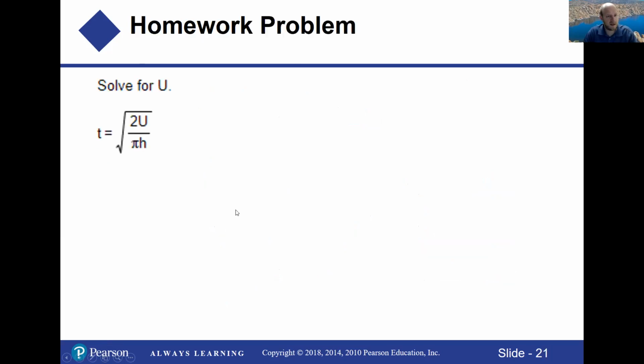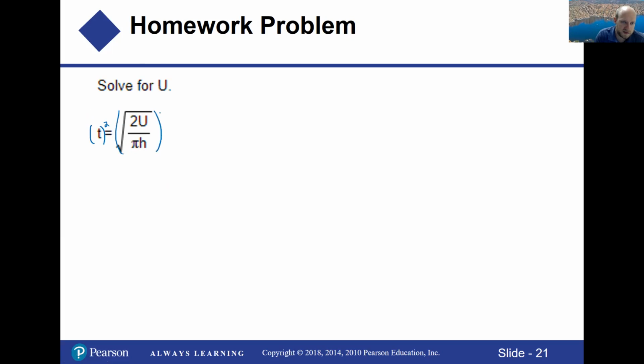This one is actually a problem from your homework, and it asks us to solve for u in this case. So I have t equals the square root of 2u divided by pi times h. So I want to isolate the u. I have a radical, so I'm going to use my power rule and square both sides. That's going to allow the radical to go away.